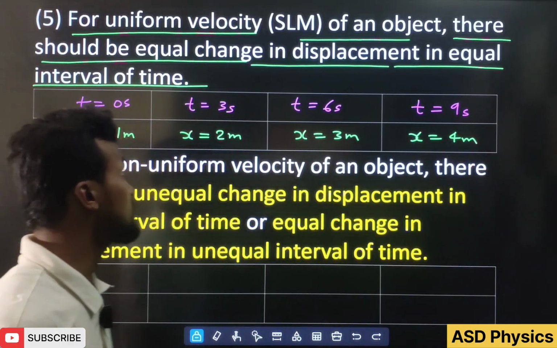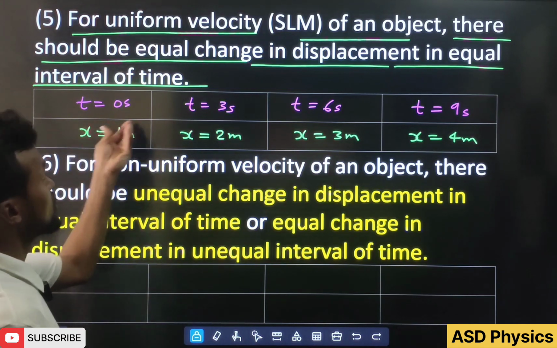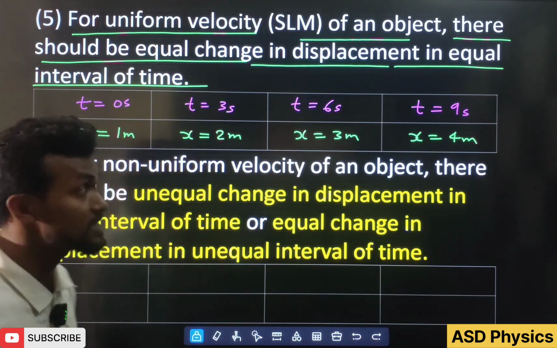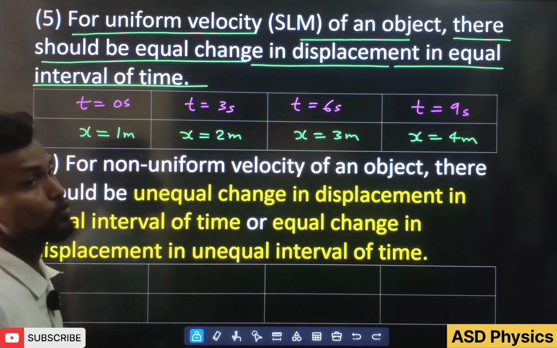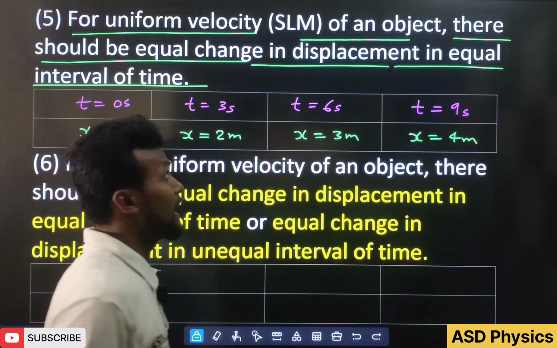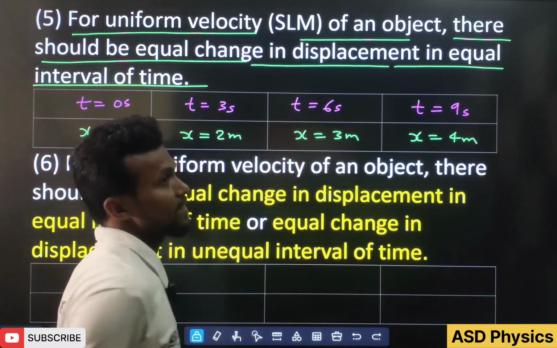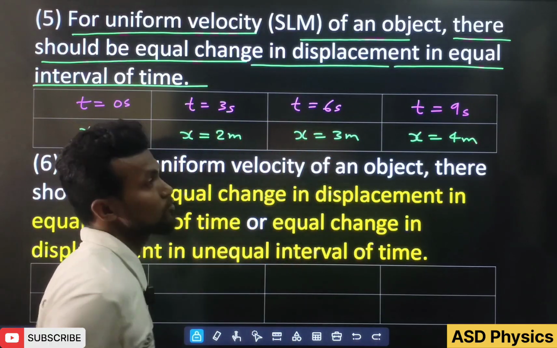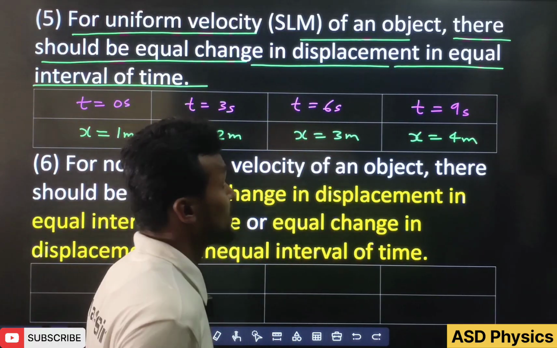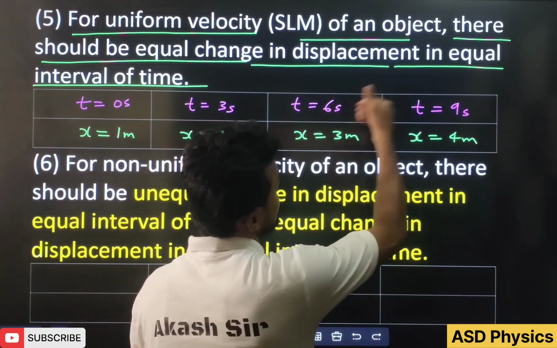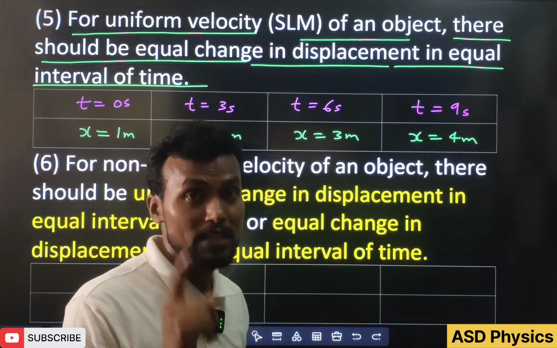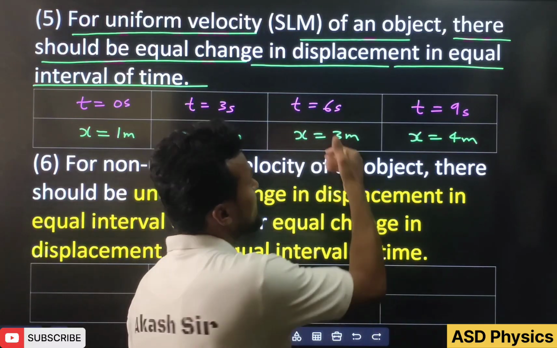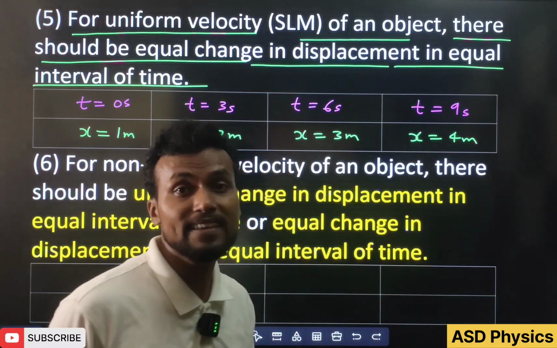Can you see very well, students, here the time interval is 0 to 3 seconds. That means in the first 3 seconds, how much is it traveling? 1 to 2, that means 1 meter displacement. Again 3 to 6 seconds, time interval 3 seconds. Again how much traveling? x equal to 2 meter to x equal to 3 meter, again 1 meter. Last, t equal to 6 seconds to t equal to 9 seconds, time interval 3 seconds. Again how much is it traveling? 3 meter to 4 meter. That means again displacement how much here?